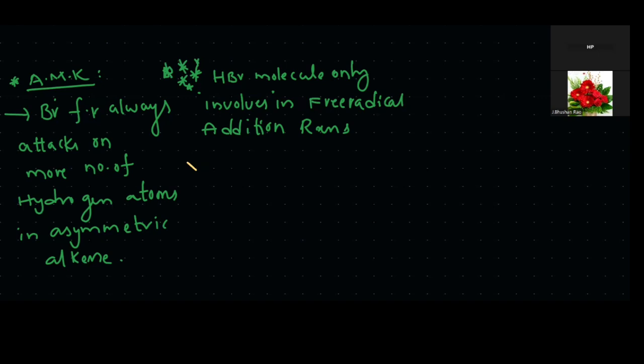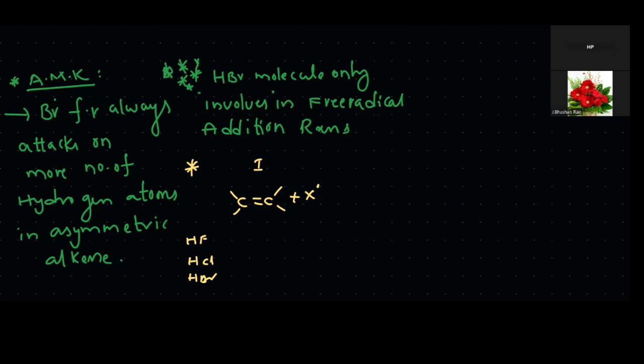Now, in the first step I am explaining, C double bond C is the alkene molecule. When a free radical, a halogen free radical, attacks the alkene molecule, what happens? If the free radical is developed from HF, HCl, another one is HBr, and the next one is the HI molecule.